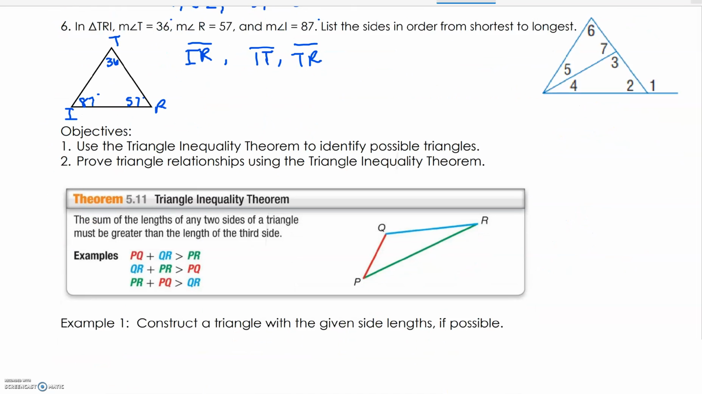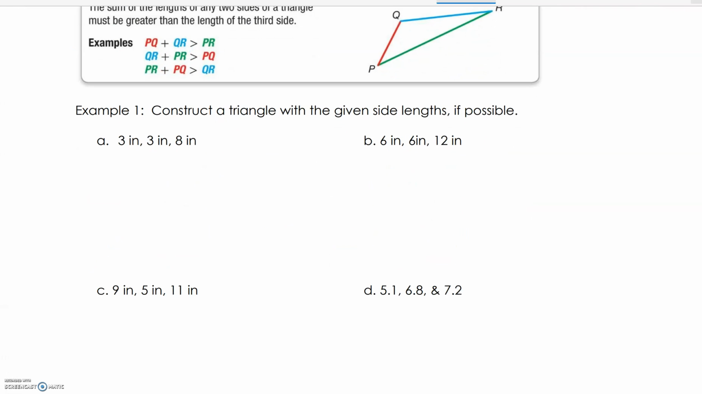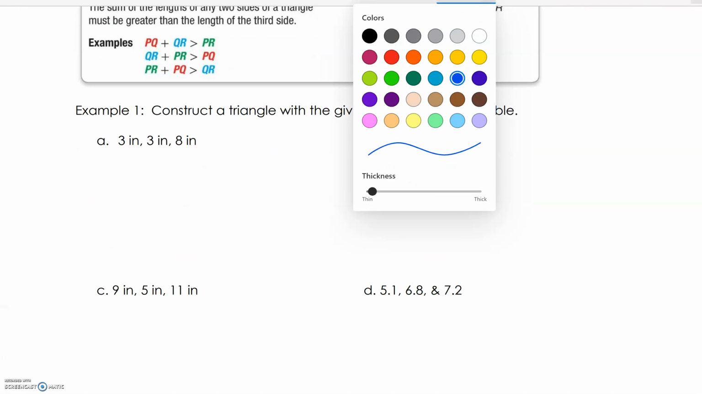All right, so in this lesson, we are going to use the triangle inequality theorem to identify possible triangles and prove those triangle relationships with that theorem. So the sum of any two sides of a triangle has to be greater than the third side. So we need to add up two sides and see if it's greater than that third side to determine if it can be a triangle.